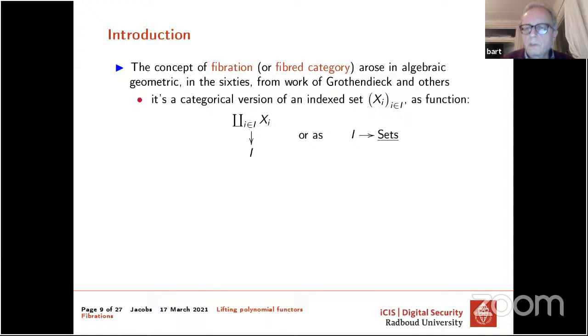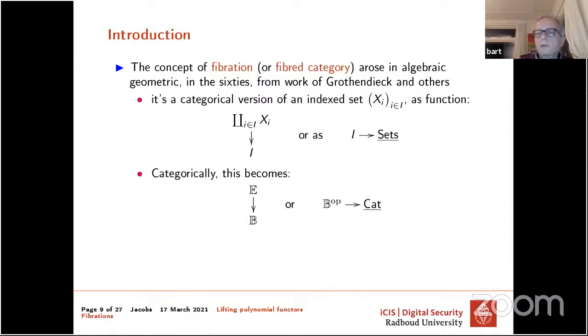So if we have a collection of sets X_i indexed over some index set I, there are actually two ways to describe them. One is a function to I, so a function with codomain I, where you think of the domain as a disjoint union of the sets X_i that you see as being indexed, or you can describe it as a map to sets, actually formally a functor, where you see I as the discrete category. Now, how do you translate this into categories? There are two similar ways of doing this.